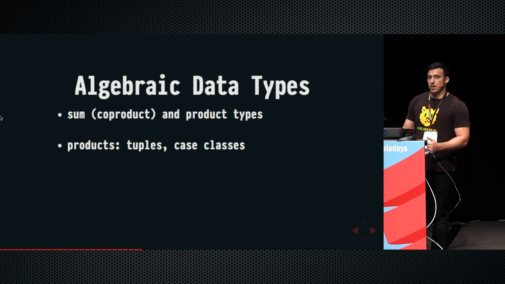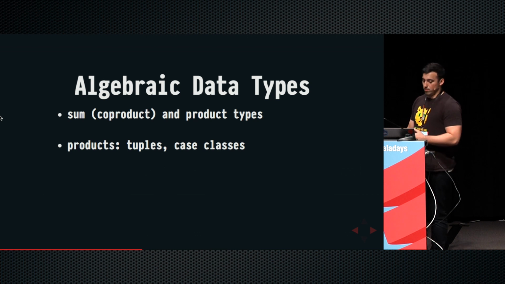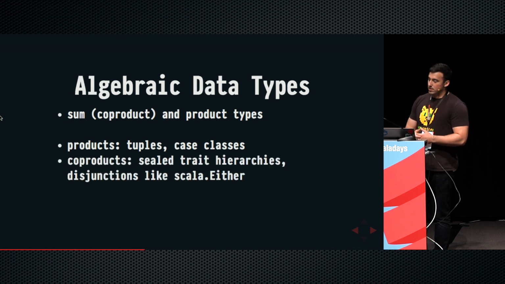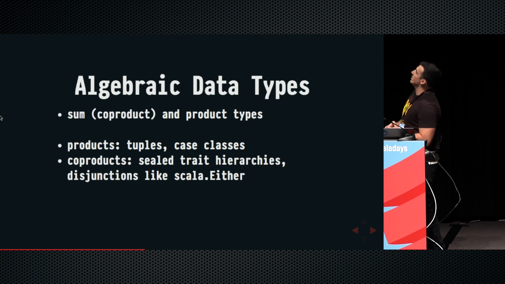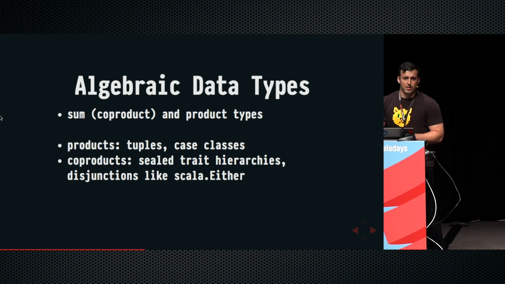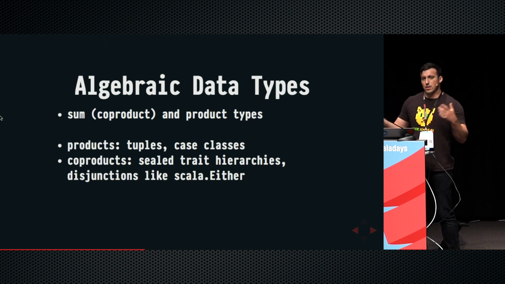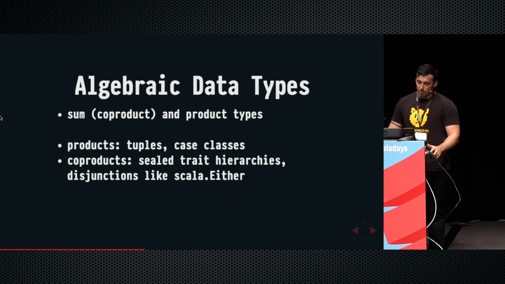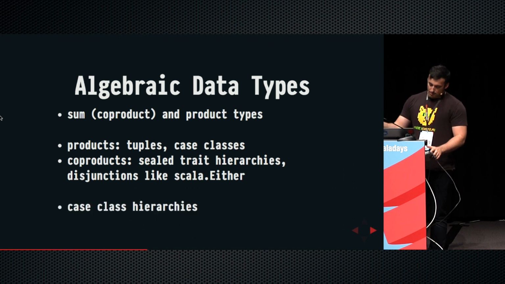Those are your idiomatic or your common product types where you have multiple values and they all have to exist together. And then we also have coproduct types, which typically are sealed case class hierarchies or disjunctions like Scala either. Maybe Scala.util.Either, that might be a typo. Either way, Scala Either is a disjunction of two different types. You have one or the other. So that's a coproduct type. And then case class hierarchies, as you just saw earlier.